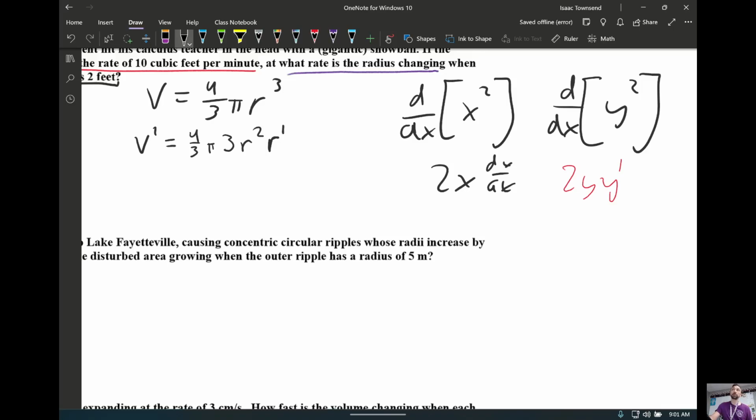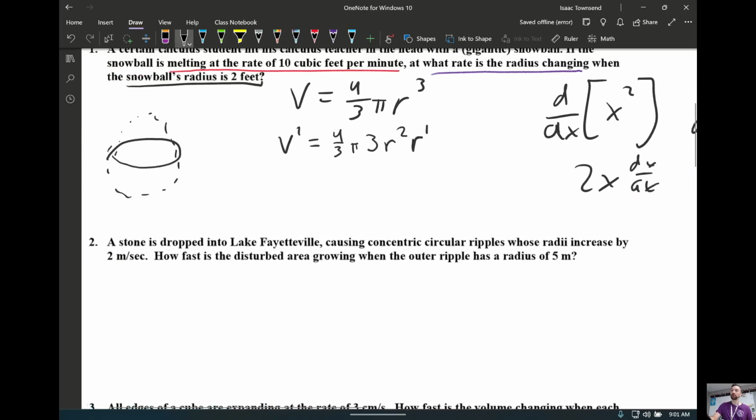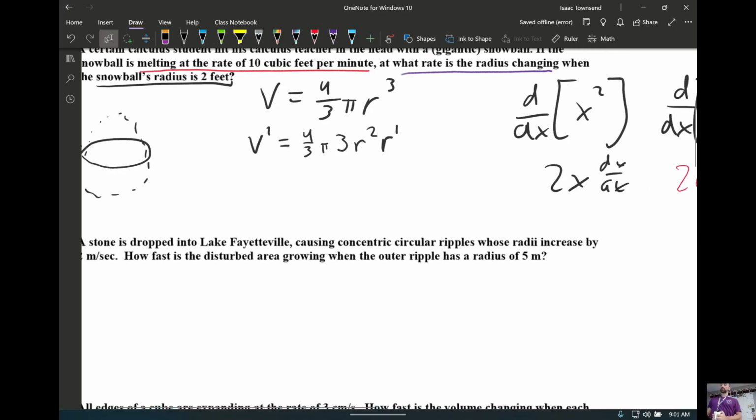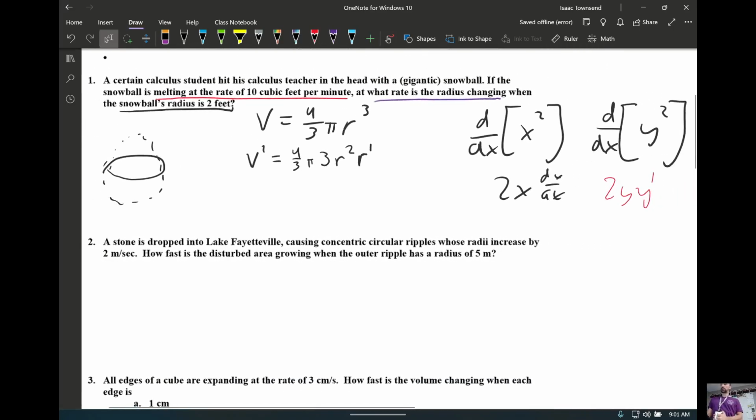R and t are two different things, so you have to put an r prime. Every time you take the derivative of something with respect to another variable, you have to put that variable prime. Just like when we take the derivative of y with respect to x, we always put a y prime. Now we're taking the derivative of v with respect to time, so v prime. Derivative of r with respect to time, r prime.